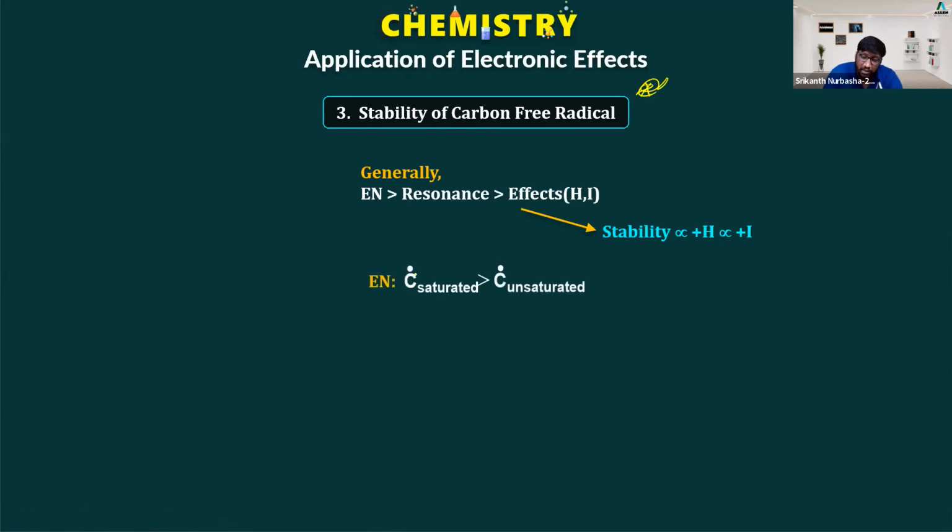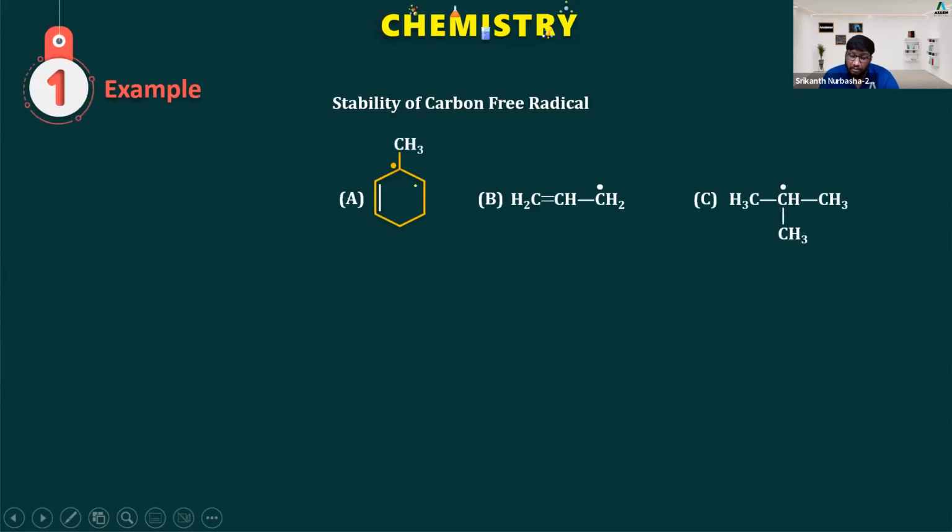And a carbon free radical on a saturated carbon is more stable when compared to a carbon free radical on an unsaturated system, because in the unsaturated system the carbon-carbon double bond is already there. The pi electron density of the carbon-carbon double bond is going to repel the odd electron, and that is why the saturated carbon radical will be greater when compared to the unsaturated carbon free radicals. Compare here the stability of carbon free radicals.